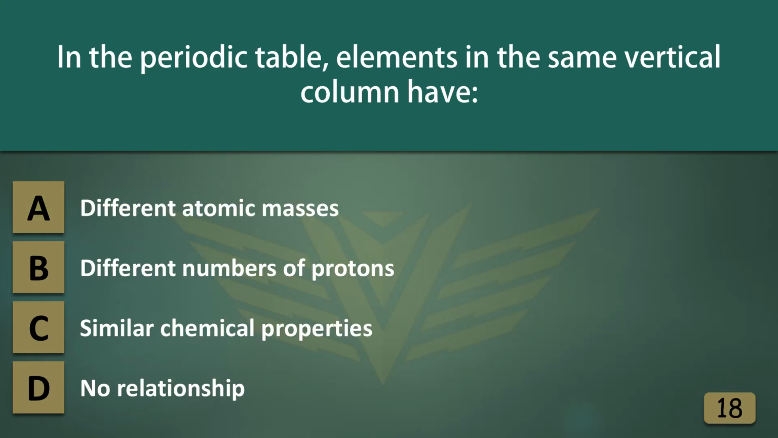In the periodic table, elements in the same vertical column have A. Different atomic masses. B. Different numbers of protons. C. Similar chemical properties. D. No relationship.